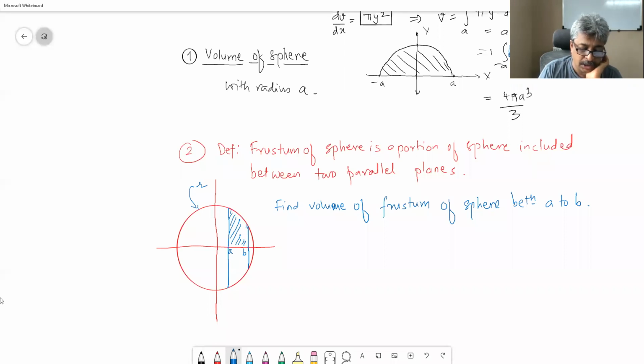Okay, the answer is pi by 3 (b minus a) into (3R square minus a square minus b square minus ab).